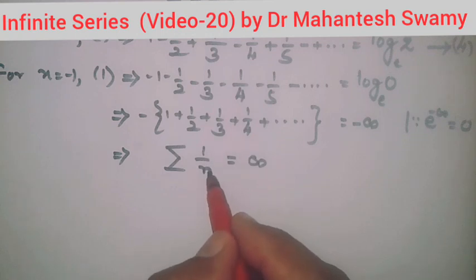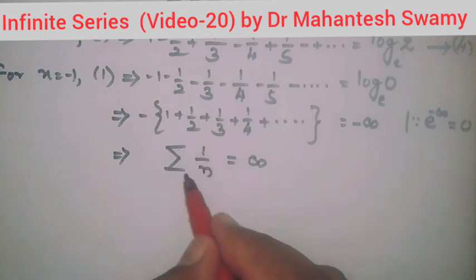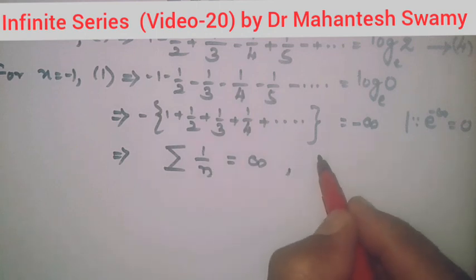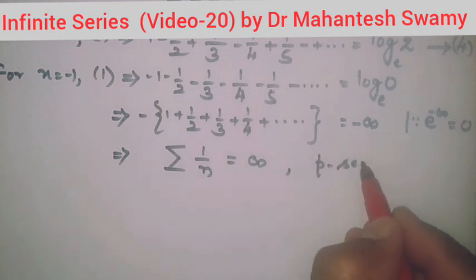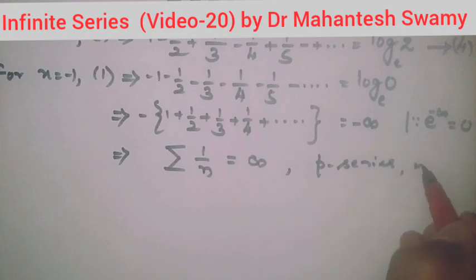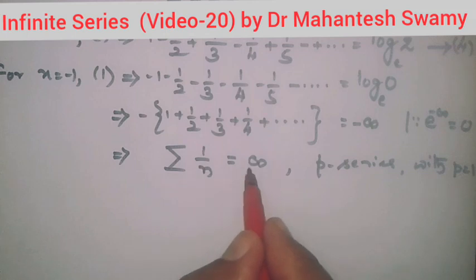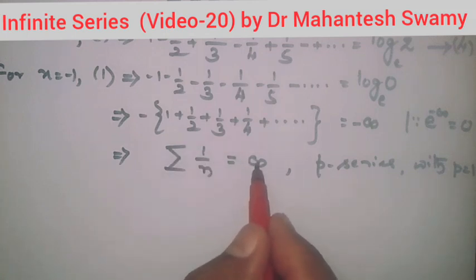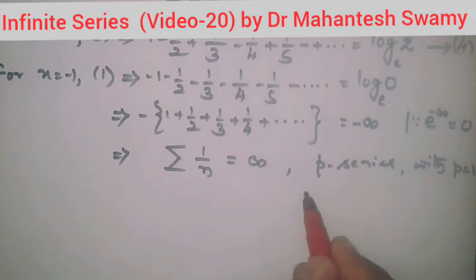It is a P series. We have already discussed in the second or third video of this series that it is a P series with P equal to 1. A P series with P equal to 1 is always divergent, and we are observing here that the value of this series is becoming infinity. Therefore we can conclude that it is divergent.